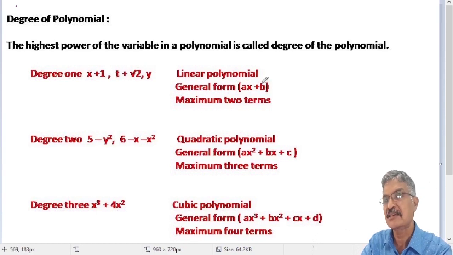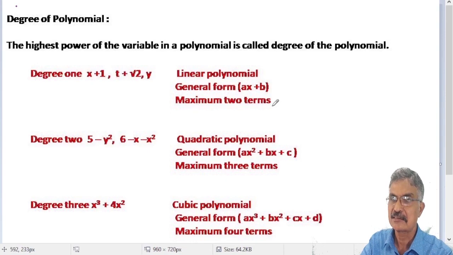Again, polynomials are classified based on the degree. If the degree is 1, something like x plus 1 or t plus root 2 or y, then that type of polynomial is called a linear polynomial. The general form is ax plus b. Maximum number of terms should be 2, minimum 1, and that term will be ax, that is, the term with x.